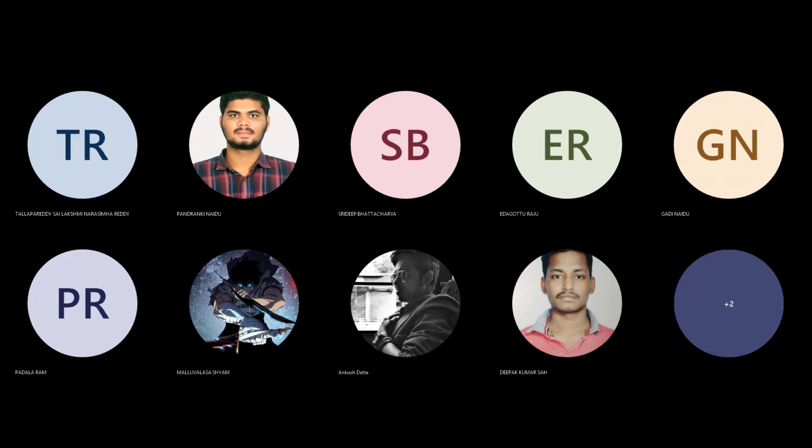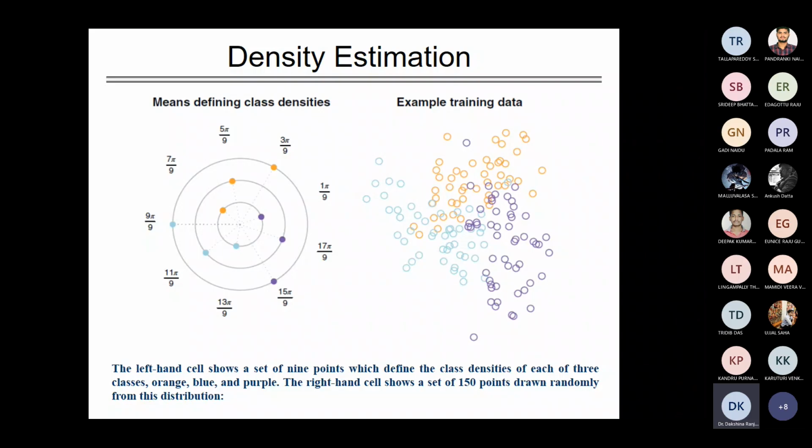Non-parametric estimation technique. In parametric estimation technique, we have talked about linear discriminant analysis. In non-parametric estimation technique, we have discussed kernel density estimation. We took this example where we have a set of data points from a distribution, and from this distribution we have drawn 150 points randomly.